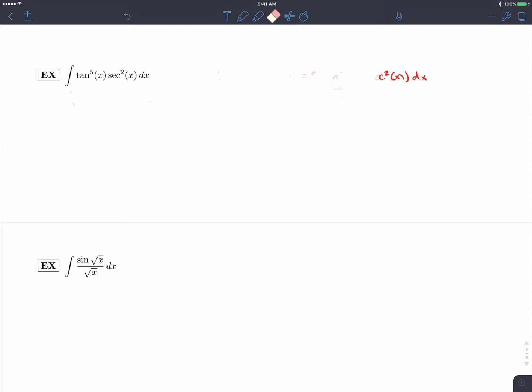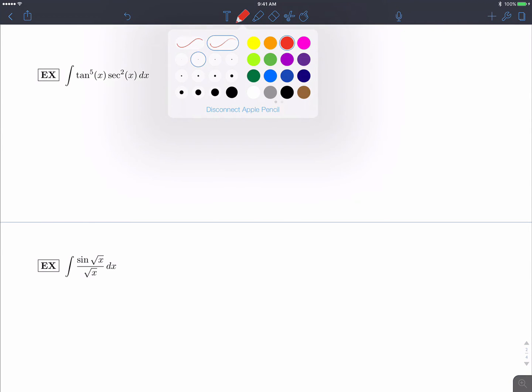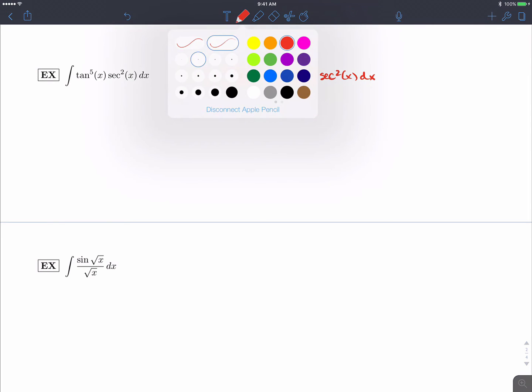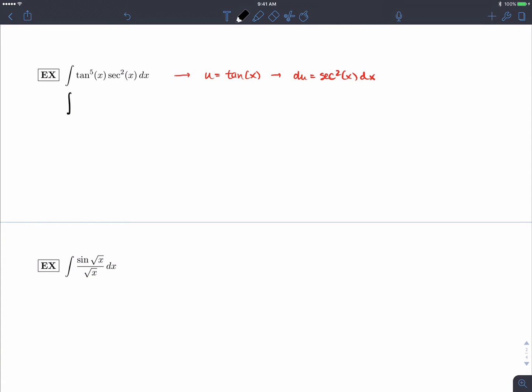So maybe rather than letting it be tangent raised to the power of 5, what if we just chose tangent in and of itself, and see what happens when we do that. So if we were to let u equal just plain old tangent of x, that would mean that our du is going to be secant squared of x dx. Now we've got 5 tangents being multiplied here. So if we go back to this integral now, then we're going to have the integral of u raised to the power of 5, and then this secant squared x dx just comes out as our du. And that ended up being a lot easier than we might have thought.